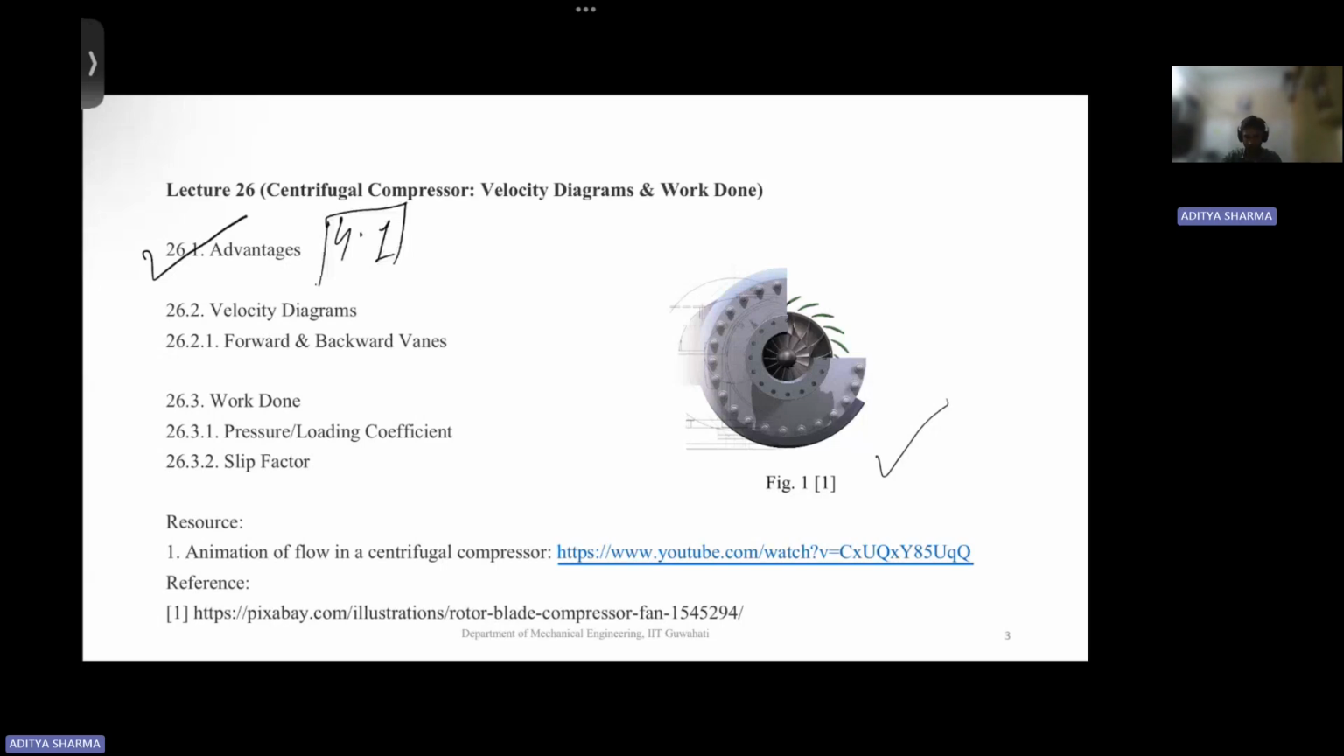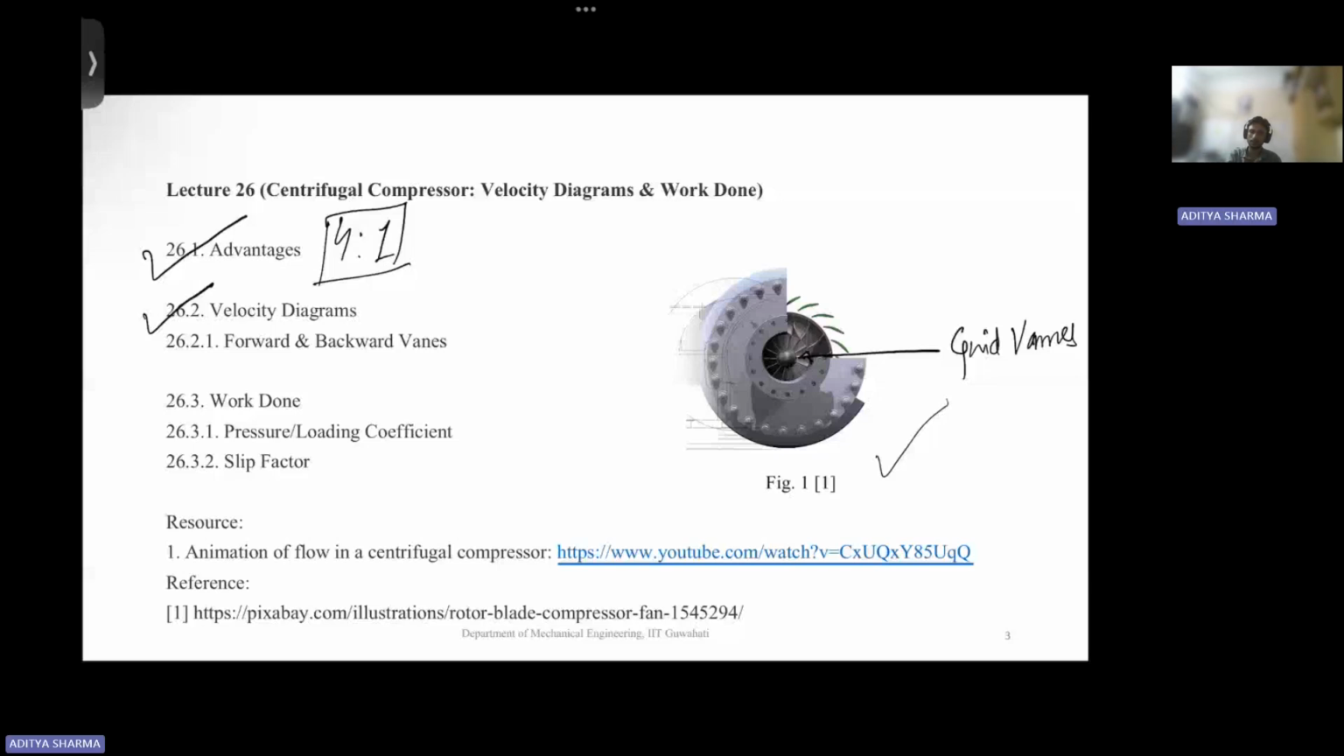Okay, then comes velocity diagrams. Before going to velocity diagrams, I'll just draw a few things. First, we'll discuss this picture. Okay. So this part, if you see, this is your guide vanes, inlet guide vanes that guide your air that is coming.